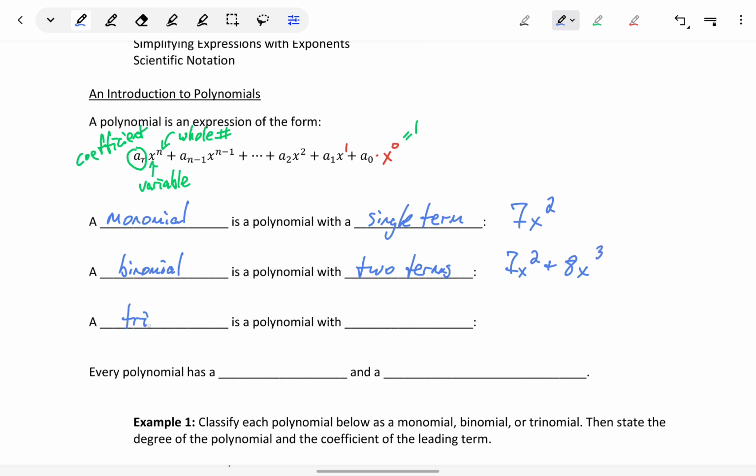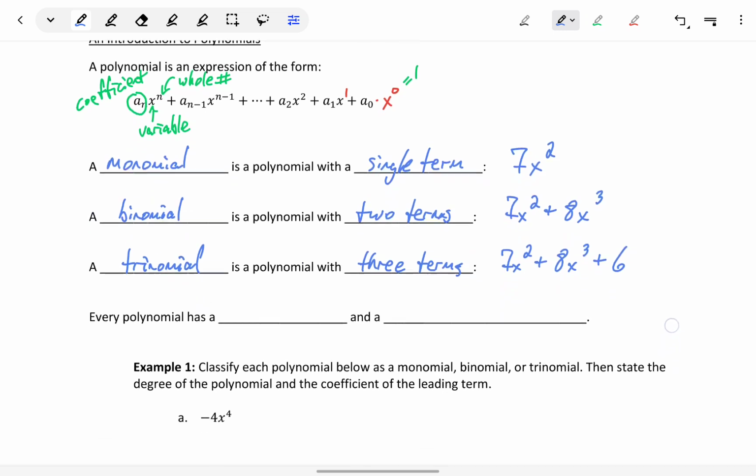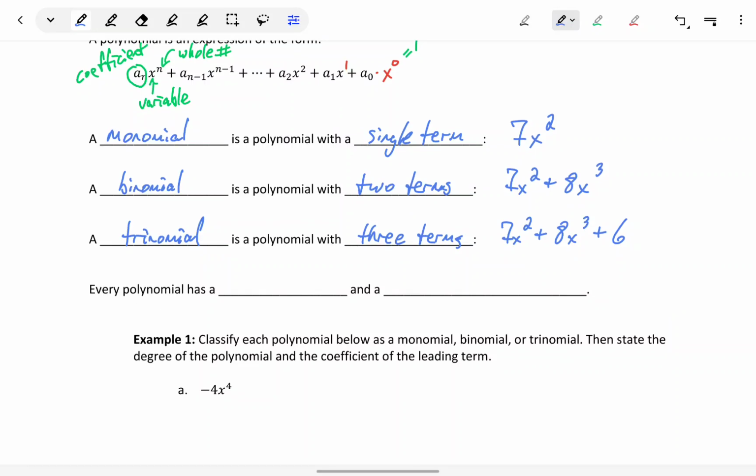Then we could have a trinomial, which would be three terms with that prefix tri. And that would be something like 7x squared plus 8x cubed plus, say, 6. And then we could have a polynomial with 4 terms, 5 terms, and so on. But we really only give a special name to these three cases, where we have 1, 2, or 3 terms in our polynomial.